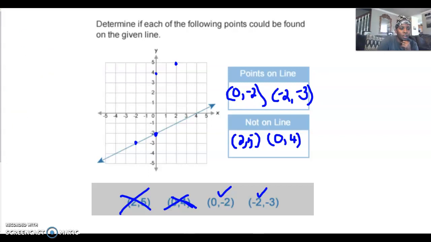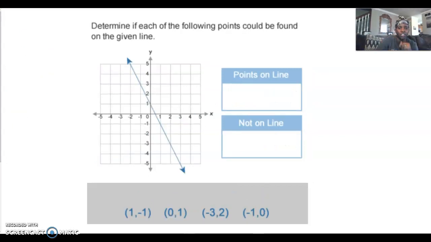Let's look at one more example. Here, this is a different direction that the line is going in, and it doesn't matter. We're going to once again determine which of these points falls on this line. So let's look at the first one. 1, comma, negative 1. Start at my origin. I move over to my 1, and then I go, oh, hey, you do fall on the line. So you are going to get written up here.